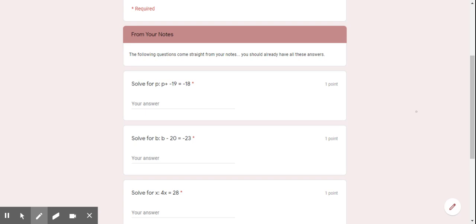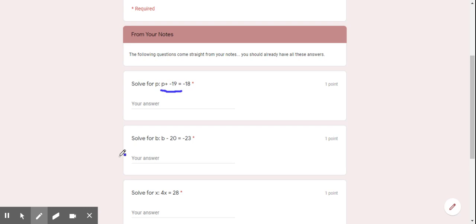So now we have solve for p. So we have p plus a negative 19 equals a negative 18. So remember, we need to get that p by itself and have it on one side. So how are we going to get this p by itself when it's put with that plus a negative 19? Okay, so what are we going to do to be the opposite of that addition? Go ahead and solve for p.